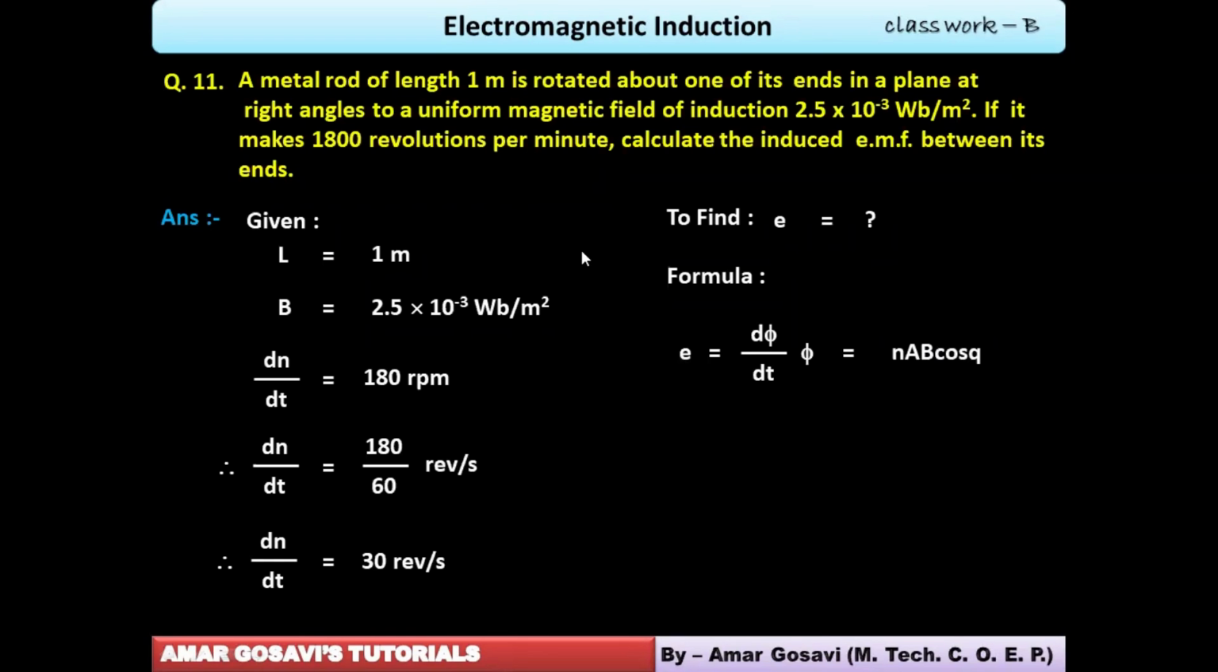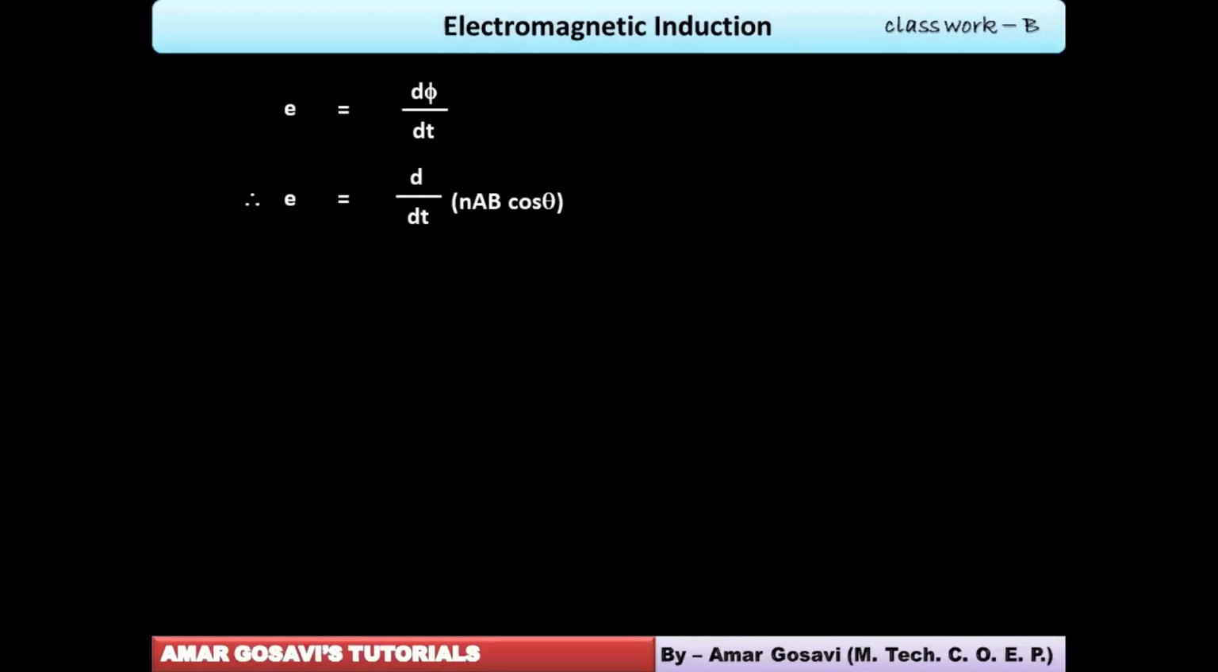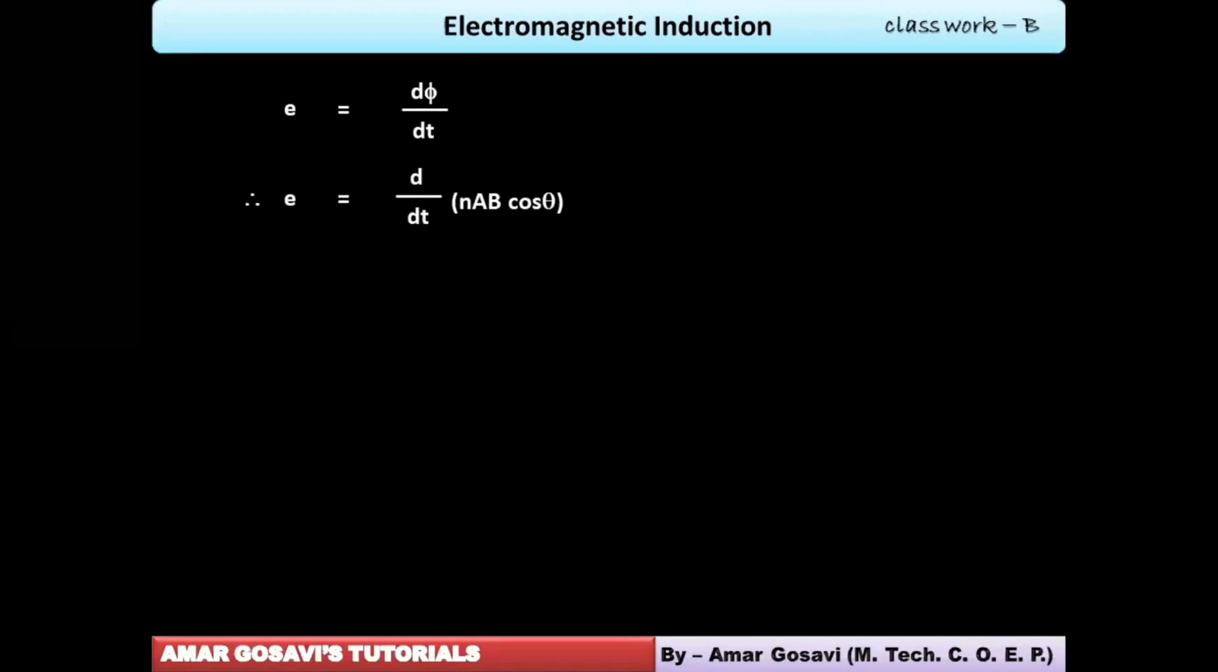Hopefully you have noted this down. Now let's try to put this value of phi over here. So let's see. E in that case is given as d phi by dt, so it will be d by dt of NAB cos theta. I'm just substituting the value of phi.